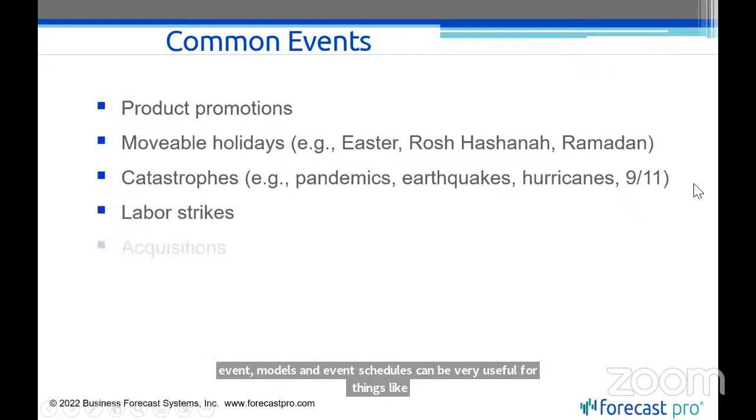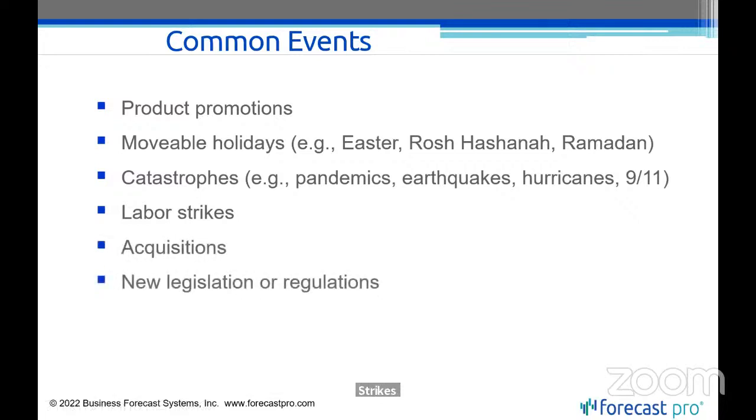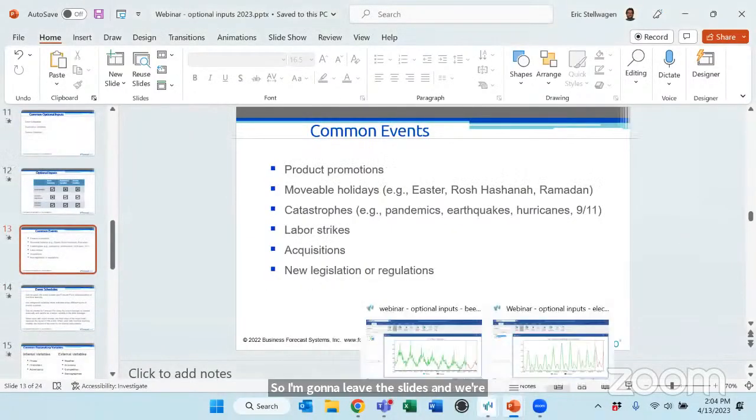Strikes, acquisitions, new legislation. There are lots of things that sort of fall in the category of an event has occurred which has changed demand, and it's either sort of on or off, okay? So let's now see how we use event schedules to improve our forecasts. So I'm going to leave the slides and we're going to go into Forecast Pro.